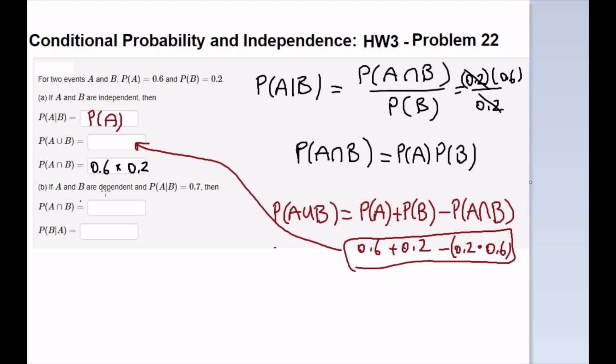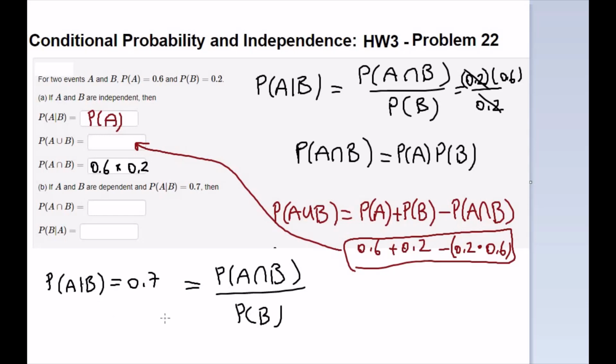Part B, if A and B are dependent and probability of A given B is 0.7, then their intersection. Okay, we're gonna start with the definition of conditional probability, which is going to be their intersection over the given condition, here B, and we're solving for their intersection. We know probability of B is 0.2, and 0.2 times 0.7, if we cross multiply, we solve for their intersection. So 0.2 times 0.7.